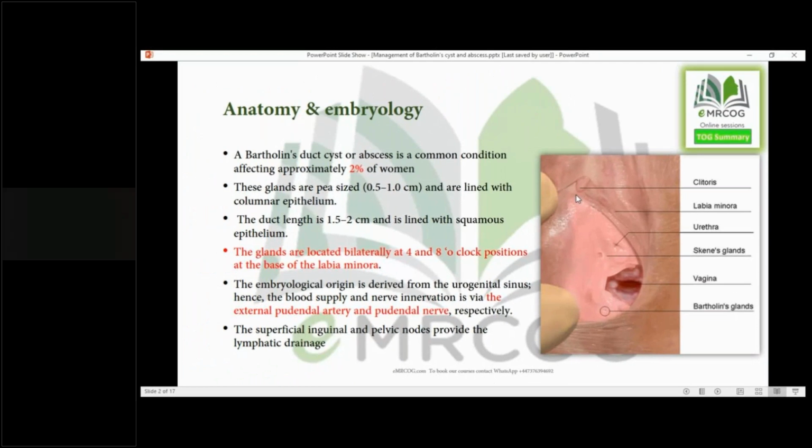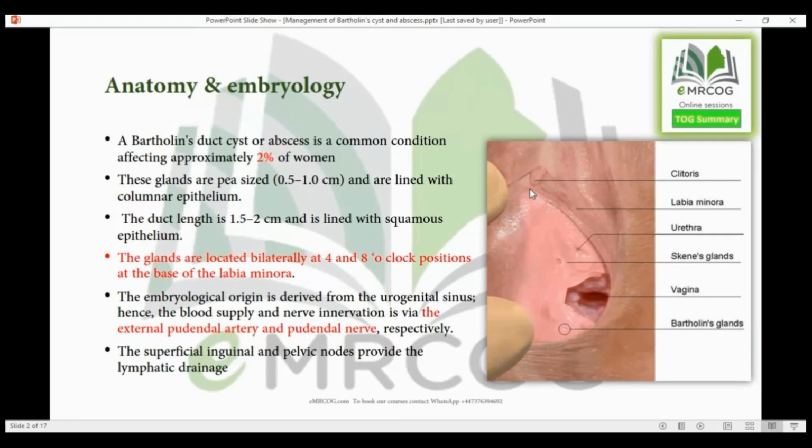Very quickly, just to remind you, where is the Bartholin gland? The Bartholin gland is located at the 4 and 8 o'clock positions at the base of the labia minora, and it has a duct, and this duct opens in the vagina. The main function of this gland is to lubricate the vagina, so it helps not only during sexual intercourse, but for the natural lubrication of the vagina, which, by the way, has an immunological function.